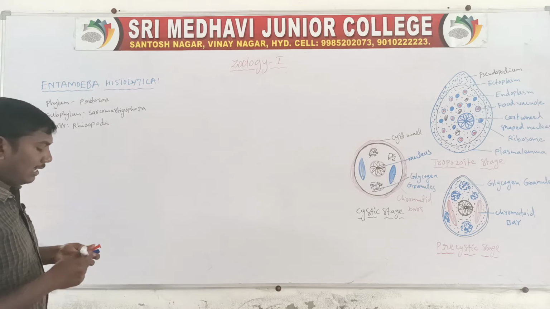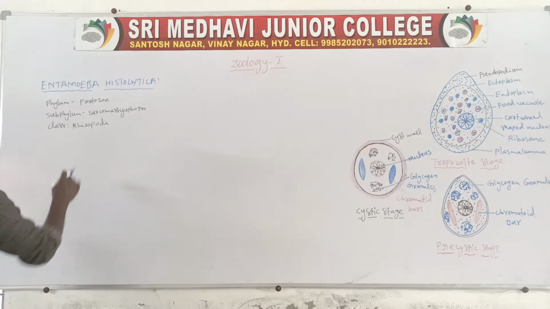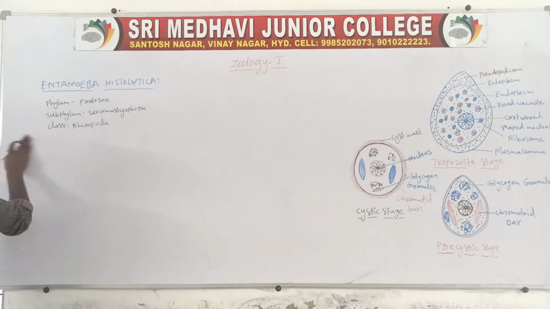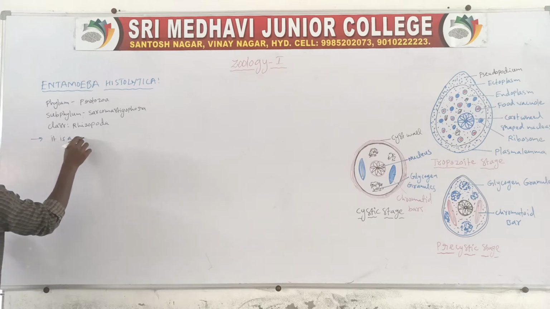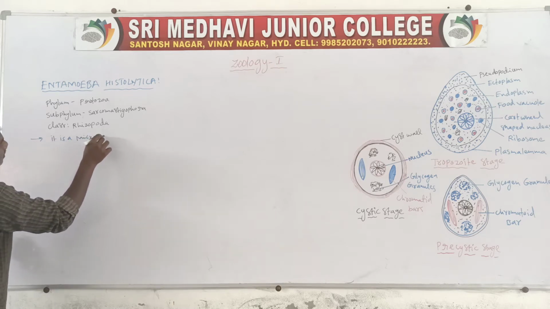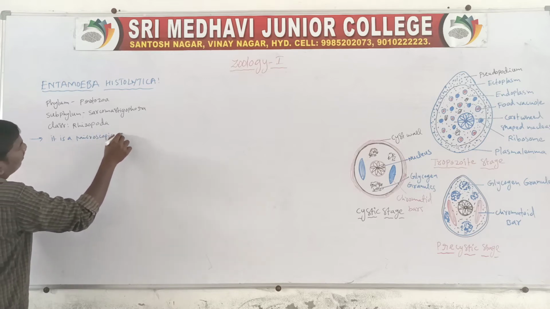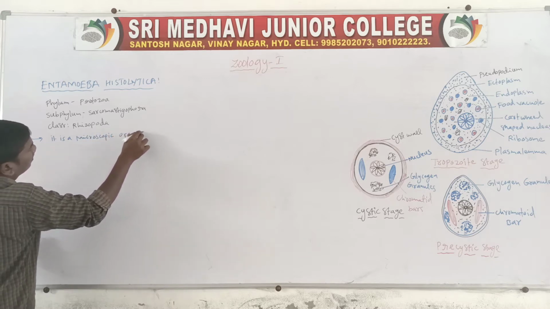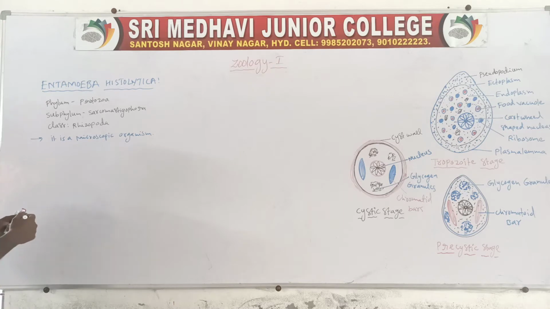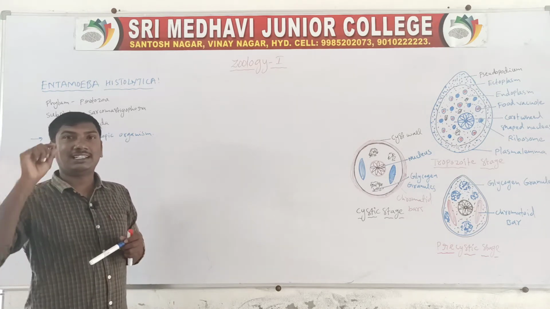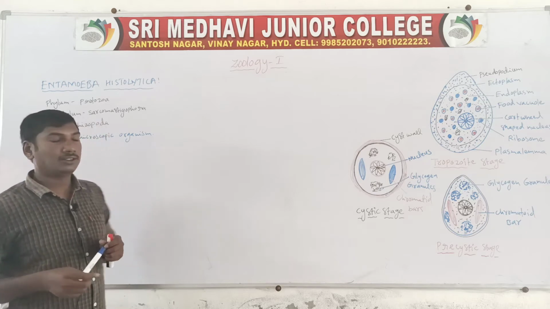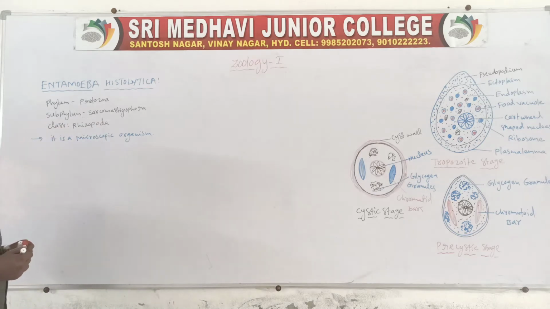Next, Entamoeba histolytica is a microscopic organism, small in structure, visible only under a microscope.